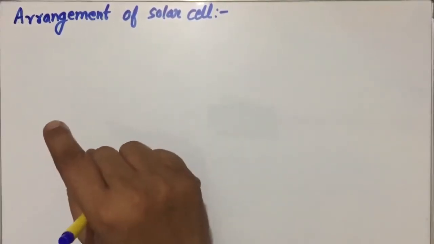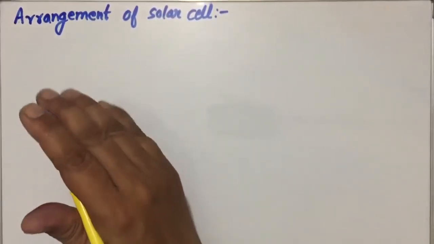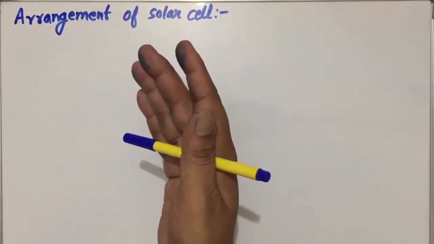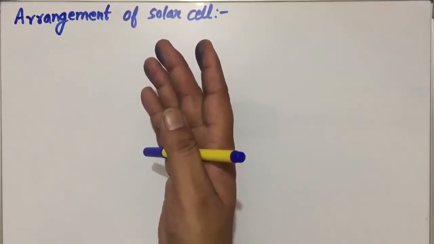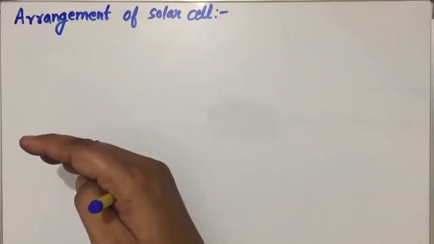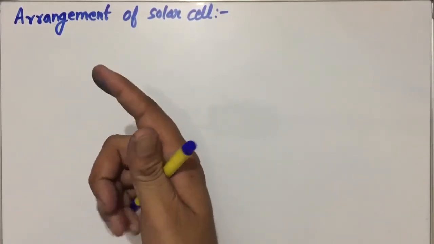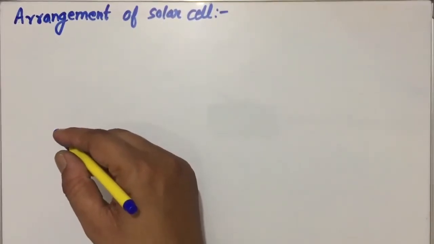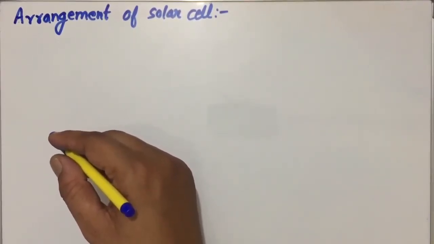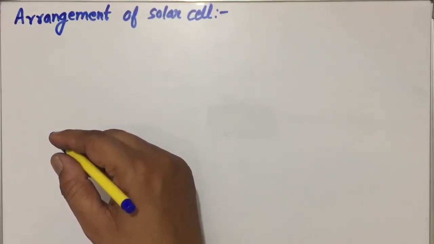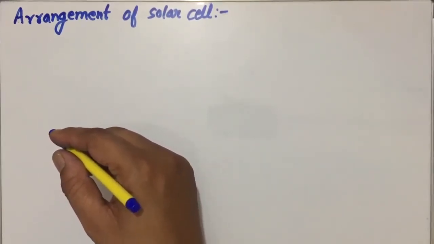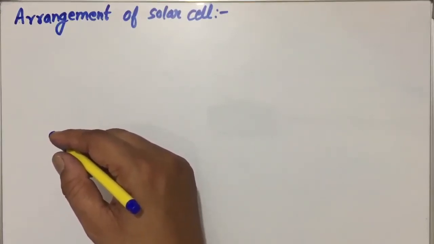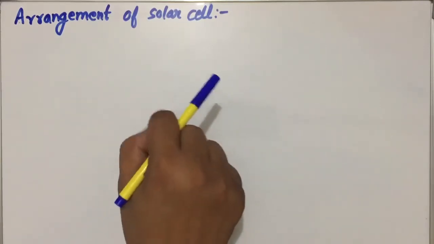So it is required to connect in series to get the rated voltage, and similarly connected in parallel to get higher, or you can say rated, current. So to obtain the required level of the rated voltage and current, the solar cells and panels are connected in series and parallel.